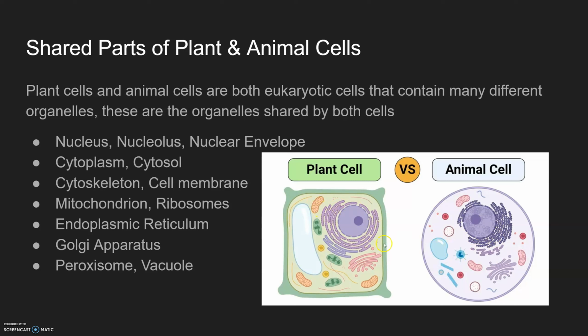They share a lot of the same organelles, though, such as the nucleus, nucleolus, the nuclear envelope, cytoplasm, and cytosol. Their cytoskeleton is also the same, and they both have cell membranes. They have mitochondrion, which are shown here and here, ribosomes, which are in the endoplasmic reticulum, Golgi apparatus, peroxisomes, and they both have vacuoles.